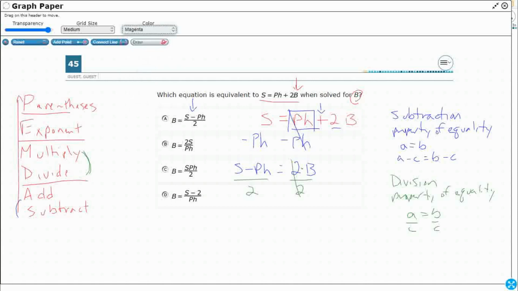So really it just took us those 2 steps. But if we can rewrite it, we can say B equals, I'm going to grab this right here, S minus PH over 2. First we subtracted the PH to isolate that, then we divided by 2, and we have our answer there. Answer is going to be A.